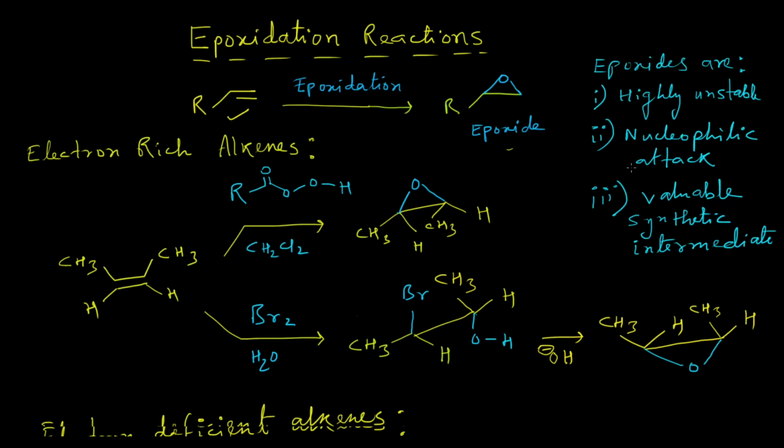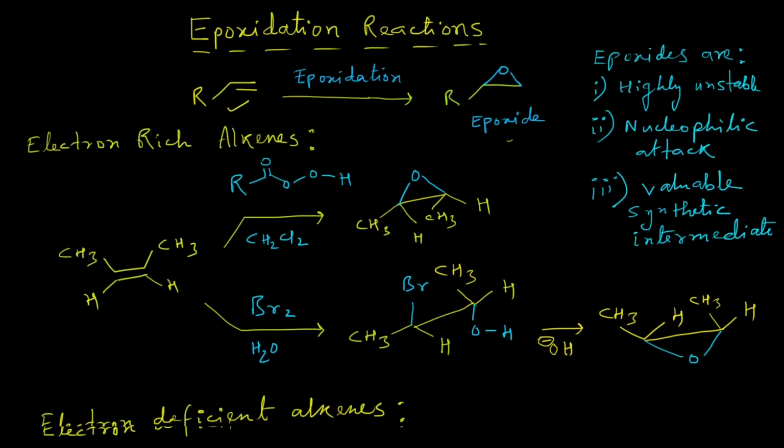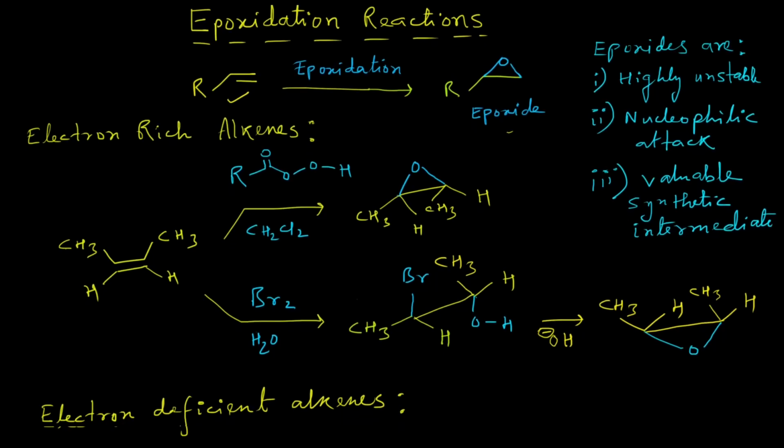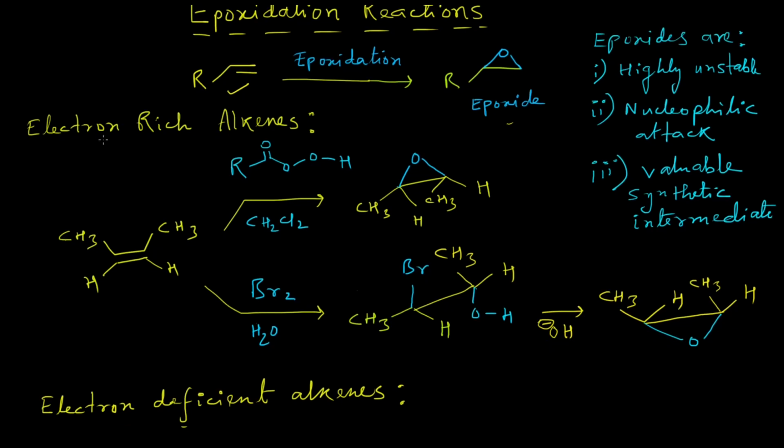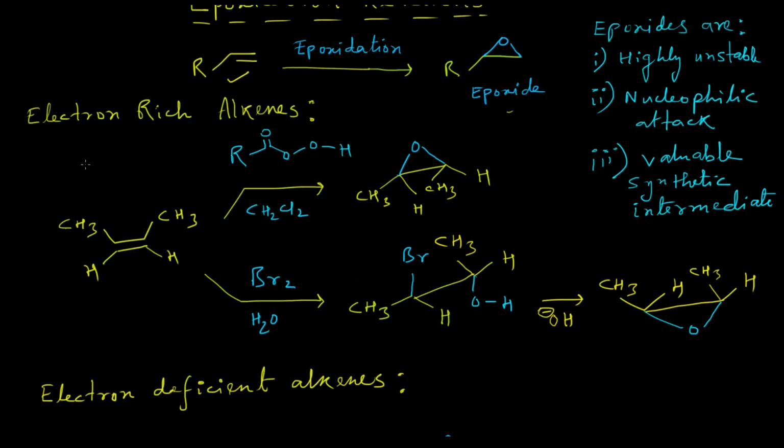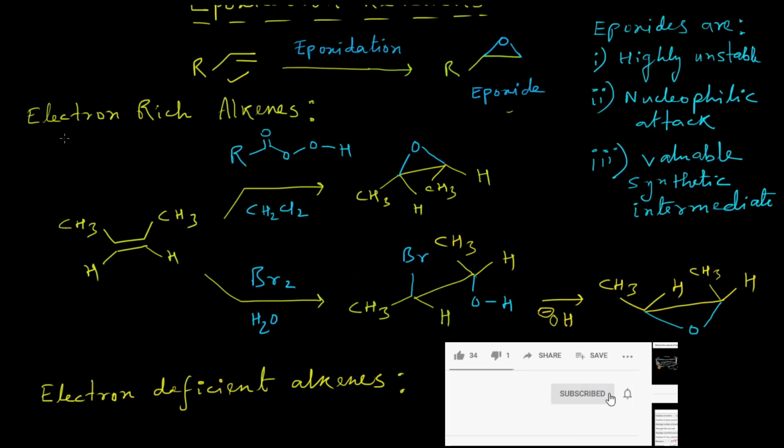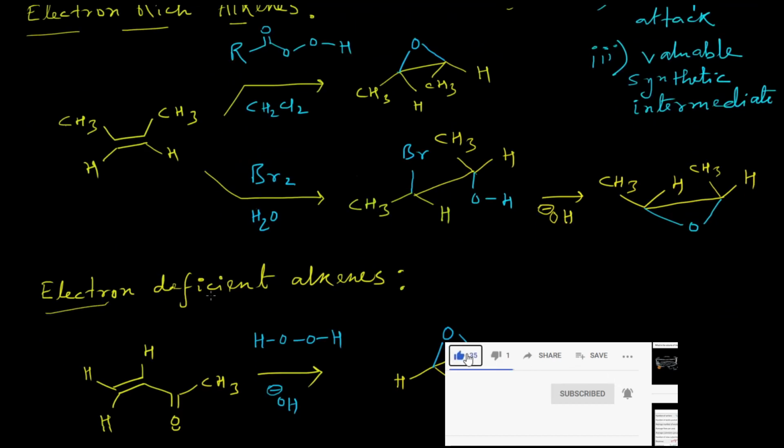And due to this very high reactivity, epoxides are very valuable synthetic intermediates in several organic reactions. So several procedures have been reported to synthesize epoxides from alkenes. Based on the nature of the alkene, there are different methods of epoxidation. Let's say, for example, if the alkene is electron rich, then the methods will be different than when the alkene is electron deficient.